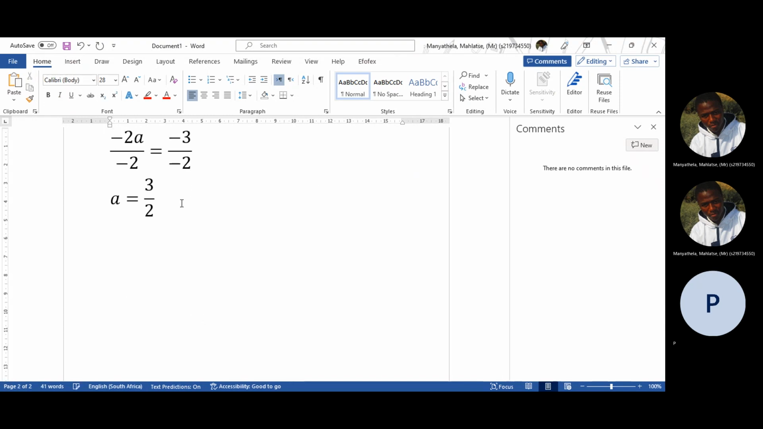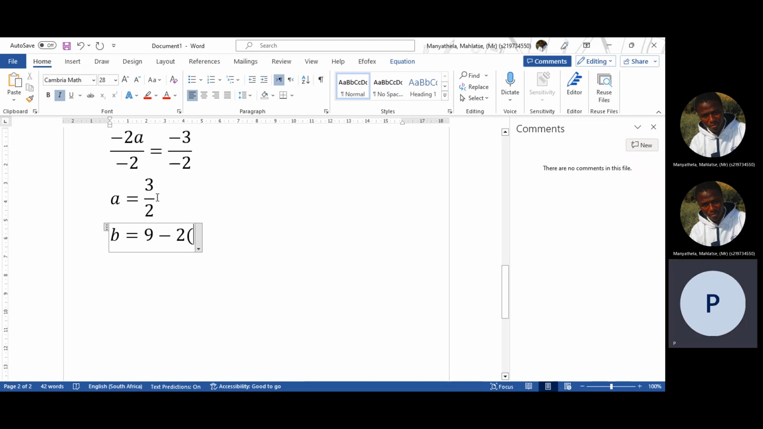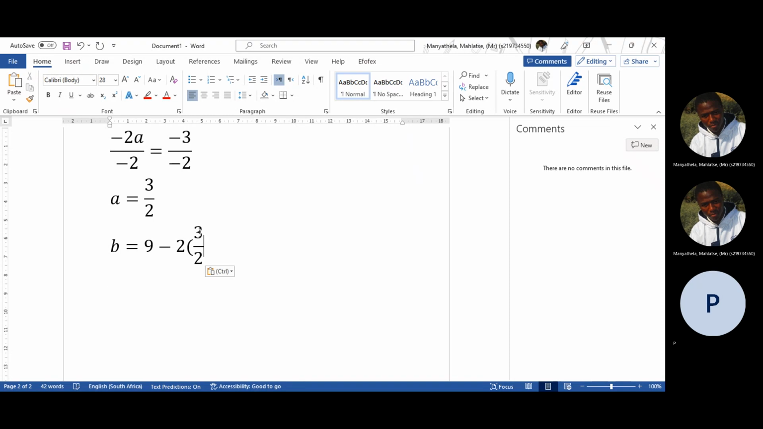We have the value of a. So now let's determine the value of b. We are going to replace a with 3 over 2. So b equals 9 minus 2 times 3 over 2.